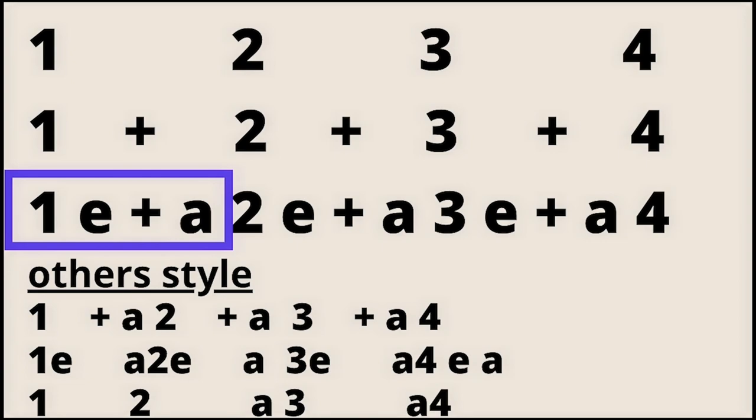1, 2, 3, 4. 1 and 2 and 3 and 4 and 1 and 2 and 3 and 4 and 1 E and a 2 E and a 3 E and a 4 E and a. Other styles you can count as 1 and a 2 and a 3 and a 4. Or 1, 2, 3, 4, or then of course you can mix them.